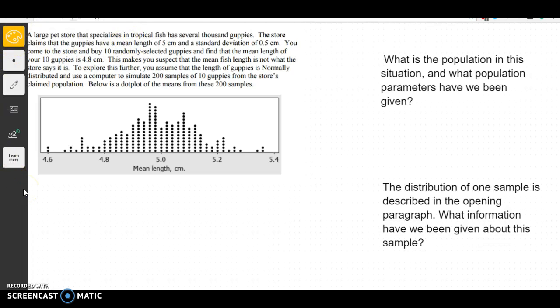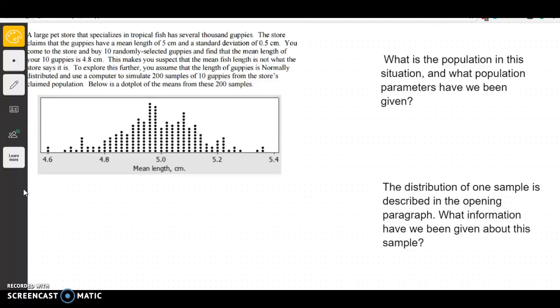It says a large pet store that specializes in tropical fish has thousands of guppies. The store claims that the guppies have a mean length of 5 and a standard deviation of 0.3 or 0.5. You come to the store and randomly buy 10 guppies, and you find the mean length of the 10 guppies is 4.8. This makes you suspect that the mean fish length is not what they say. To explore it further, you assume that the length of the guppies is normally distributed, and you use a computer simulation of 200 samples of 10 guppies from the store's population claim. Below is the dot plot of the means from the 200 samples.